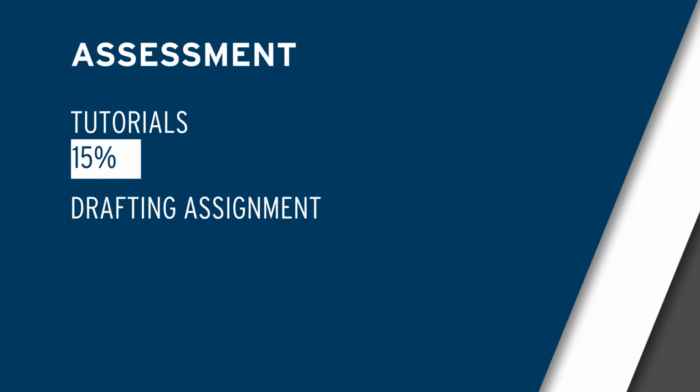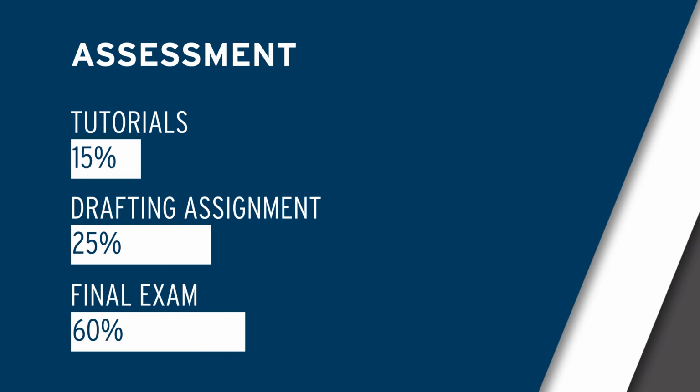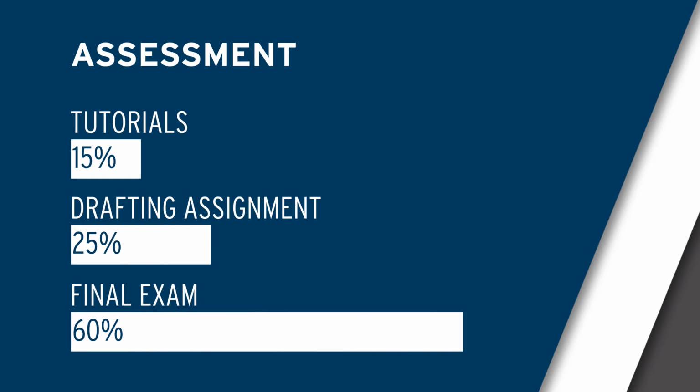There are three assessment components in civil procedure. One is tutorial participation, which is worth 15%. The second component is a drafting assignment that's worth 25%. And in that assignment, you will actually draft a set of court documents that you would actually use if you were representing a client in litigation in the Queensland civil jurisdiction. And the third assessment is the final exam, and that's worth 60% of the subject.